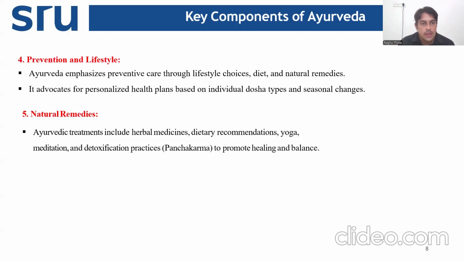The fourth one, prevention and lifestyle. Ayurveda strongly believes that prevention is better than cure. So that is why Ayurveda always tries to suggest a healthy lifestyle, rather than waiting for people to be affected by disease. Since the beginning, Ayurveda tries to give a good lifestyle to human beings, so that they may not get affected by diseases. Prevention is better than cure. That is the basic principle of Ayurveda.